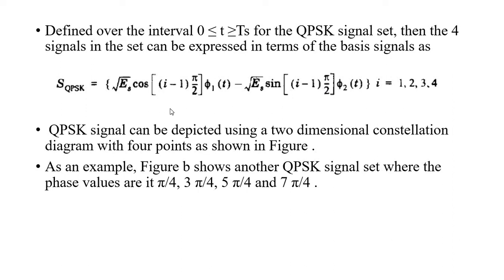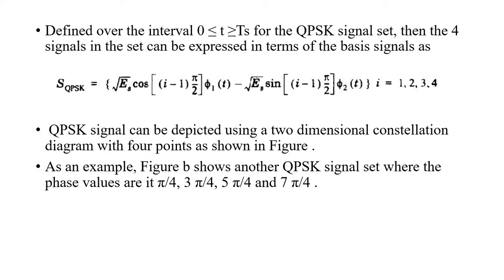So here in this expression, this (i minus 1) into pi by 2 gives the value for your phases. We know i takes the values 1, 2, 3 and 4. So when i equals 1, we get 1 minus 1 = 0, into pi by 2, so the value for the first one will be 0.